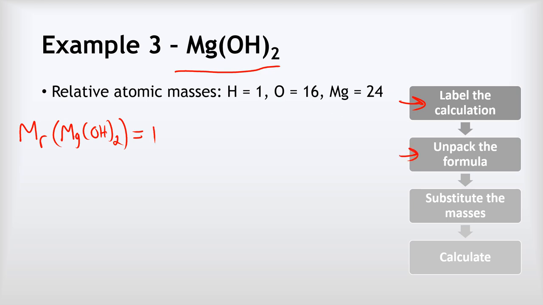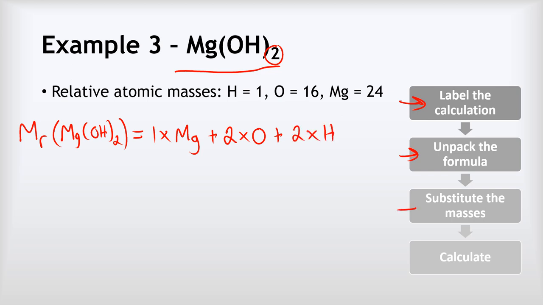And then we unpack our formula. So we say 1 times Mg because there's no number next to Mg. That 2 only applies to the bracket, not to the Mg. Then we add on 2 times O. There's one O in the bracket, but the bracket is multiplied by 2. And then we do the same for hydrogen. There's one H in the bracket, but it's multiplied by 2, so it's 2 H's.